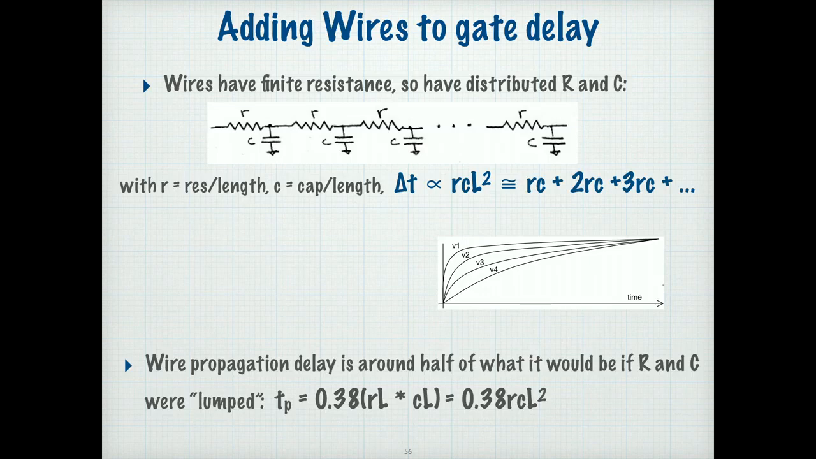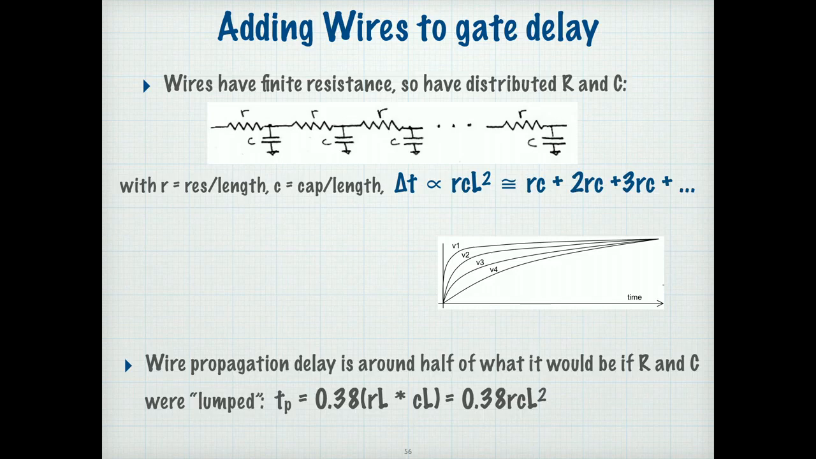Now, I told you the other day that the delay to drive a signal across a wire is proportional to the unit resistance times the unit capacitance times the length of the wire squared, where this is ohms per, let's say, micron, and this is capacitance per micron of length, and that's the length in microns squared. But I said this is proportional.